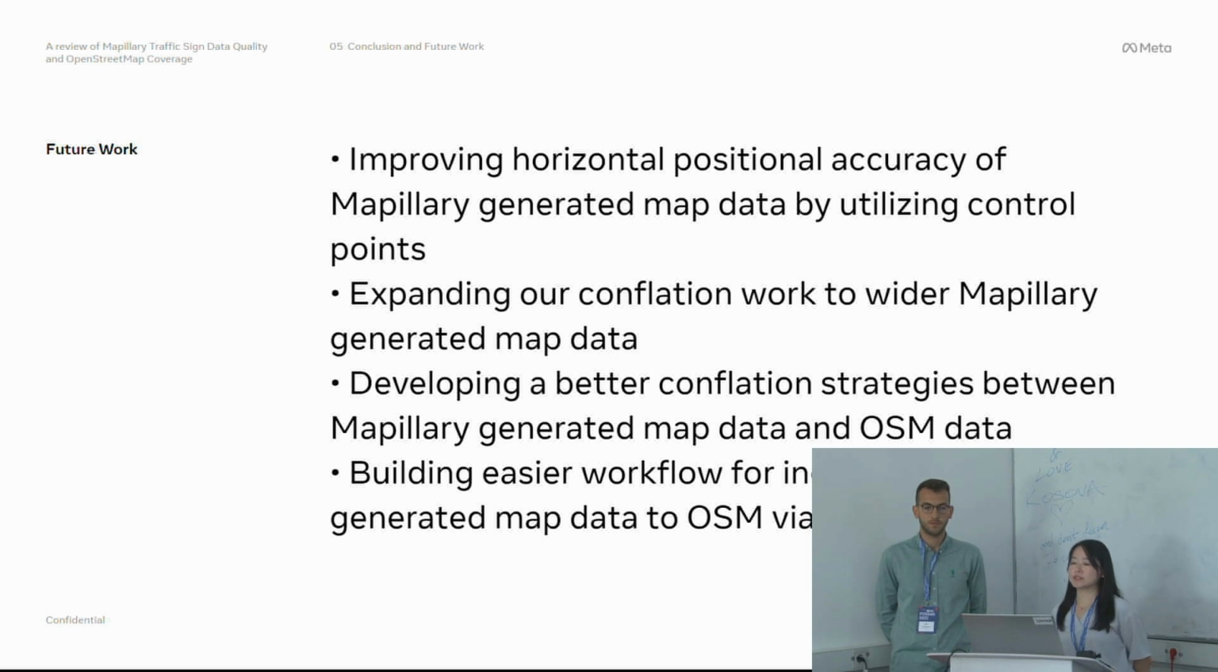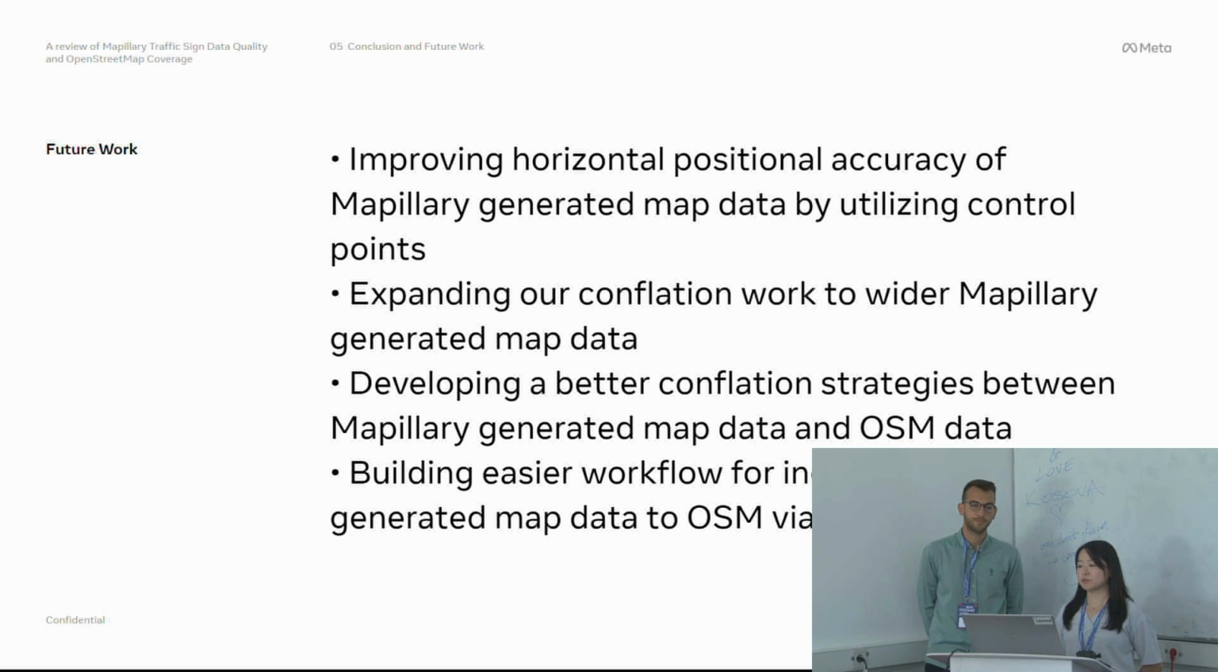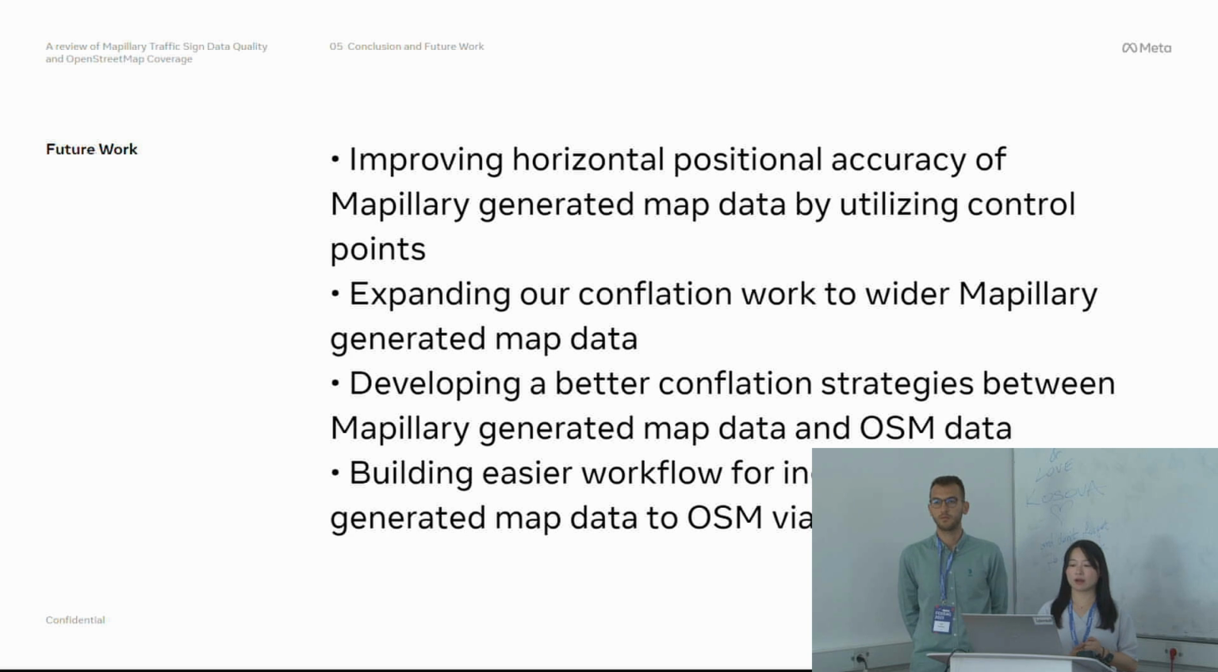So that leads to our future work. We mentioned that we have less than 3 meters horizontal positional accuracy, which aligns with what we expect. But we still want to improve that accuracy because 3 meters is still not ideal for certain point features. So some future work includes improving the accuracy of the Mapillary generated data using control point methods to realign the data. And right now we're only working on a very limited amount of traffic signs, and we want to expand our conflation work and our experiments to a wider range of Mapillary generated objects.